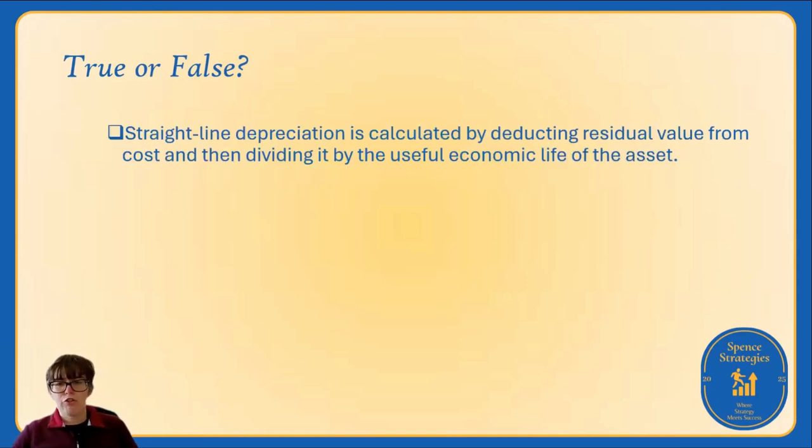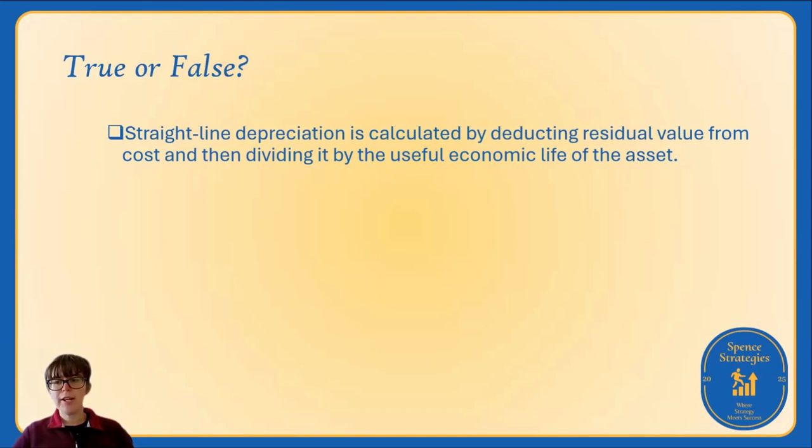So in this video, we're going to have a look at some true or false questions, just very quick, regarding depreciation of non-current assets. So, straight line depreciation then is calculated by deducting residual value from cost and then dividing it by useful economic life of the asset. Well, this is indeed true.